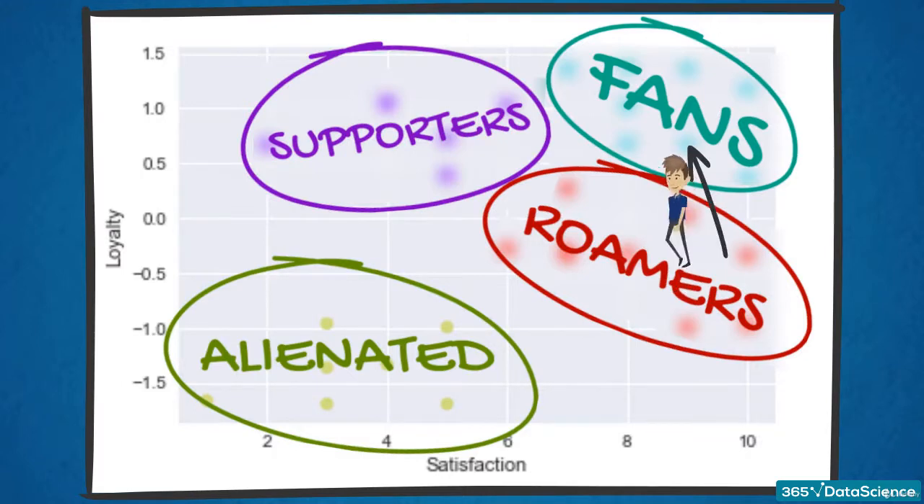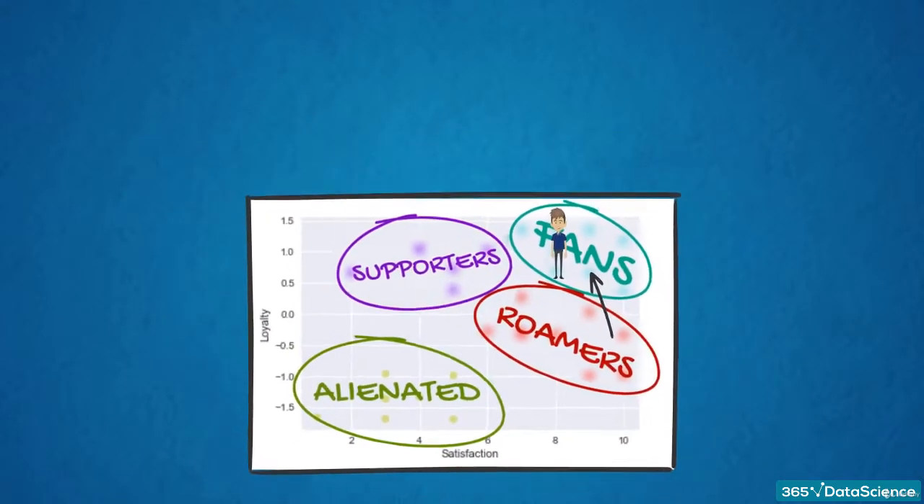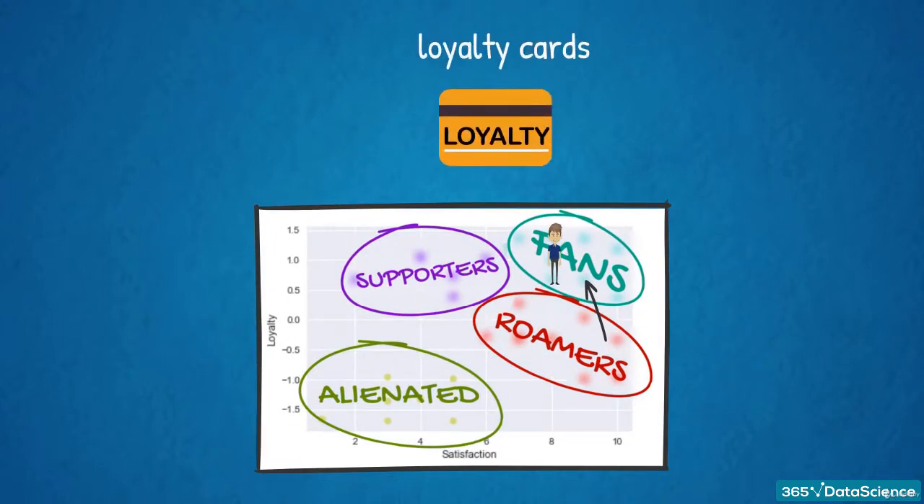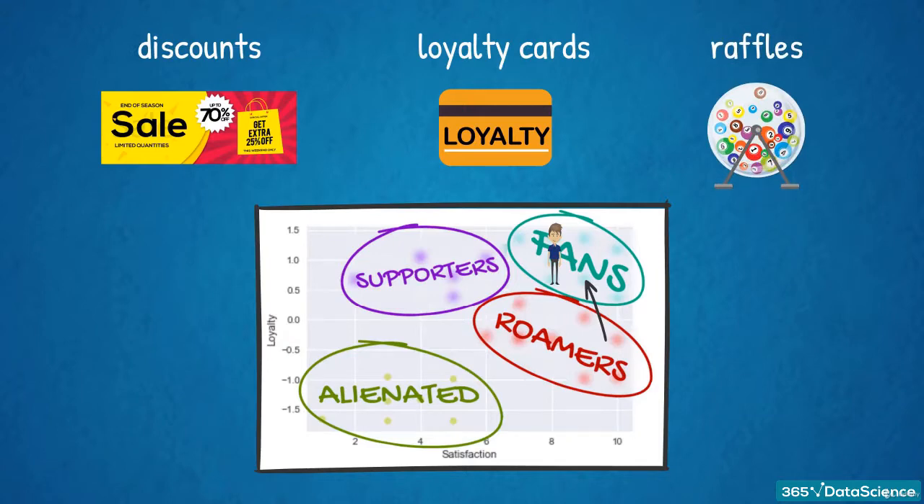Simultaneously, we can do something else. We can turn the roamers into fans by increasing their brand loyalty. Loyalty cards, gifts, personalized discounts, vouchers, and raffles are different strategies used to make such clients loyal in the long run. Great! Please bear in mind that in this exercise, we missed a few steps along the way.